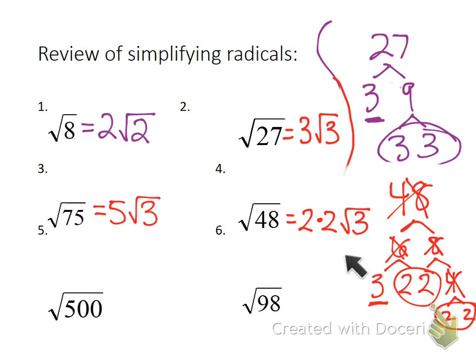So we had a 2 come out from the bottom pair from the 4. We have another 2 come out from the other pair in the middle. And then the 3 stays inside because it's alone. So the 2s that come outside, we multiply together to get 4. So our final answer would be 4 square root 3.